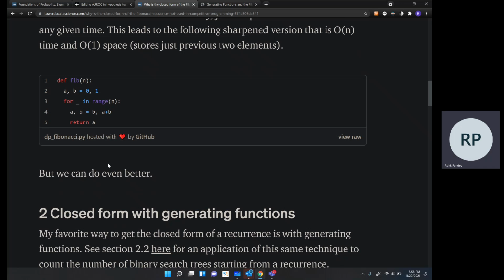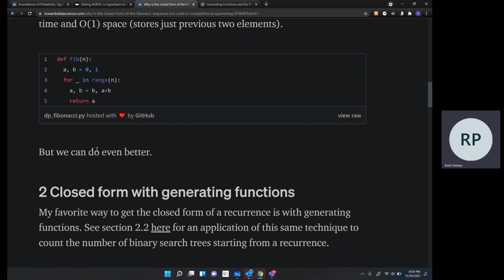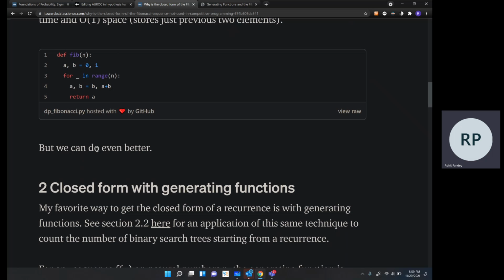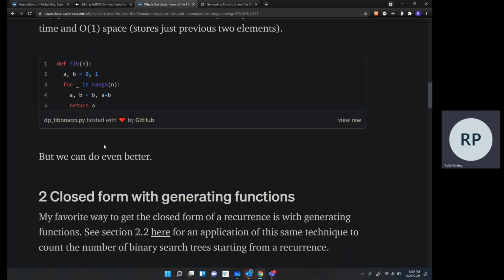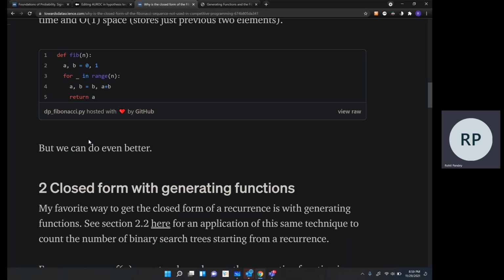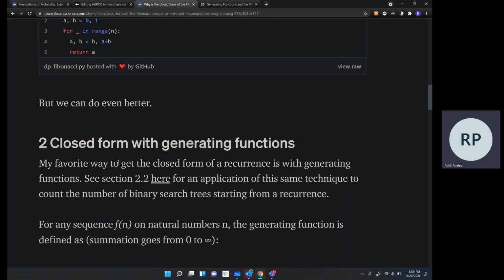And if this comes up in a tech interview, this will be it. No one will expect you to do more than this. And then they'll just move to the next question. But we can do better, right? In reality, we can do better than this O(n) time, right? And that's where the closed form comes in.